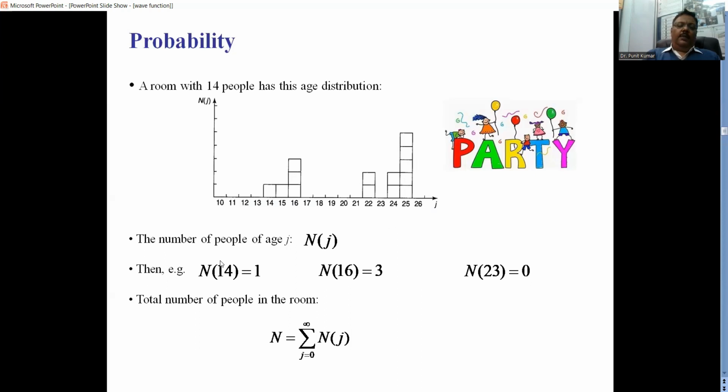So when we write the number of persons whose age is 14, it is 1. The number of persons whose age is 16 is 3. The number of persons whose age is 23, we see there is nobody, so it is 0. Now if we sum all these numbers, we get the total number of people inside the room.